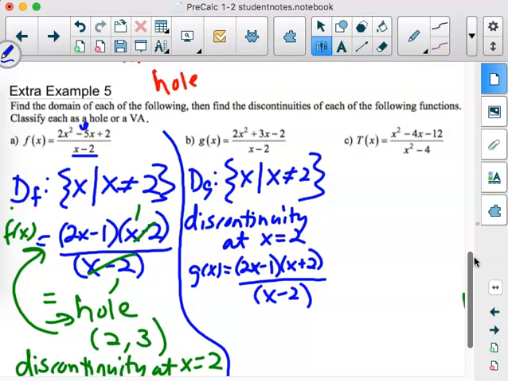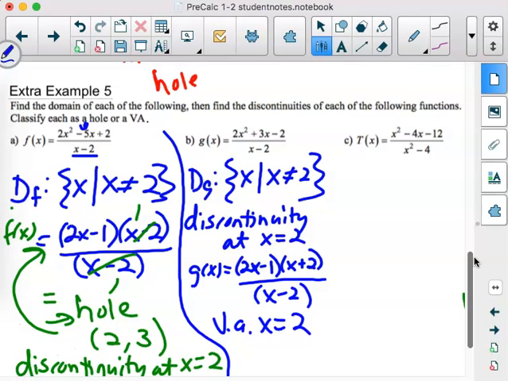Well, it's not going to cancel. That's okay. It's just going to be a vertical asymptote. So vertical asymptote at x equals 2. So we have the domain, we have the discontinuity, and we have classified it as a vertical asymptote.